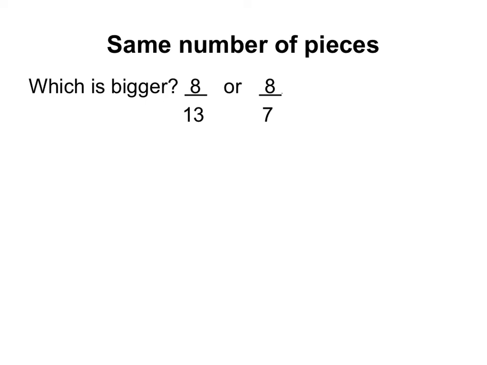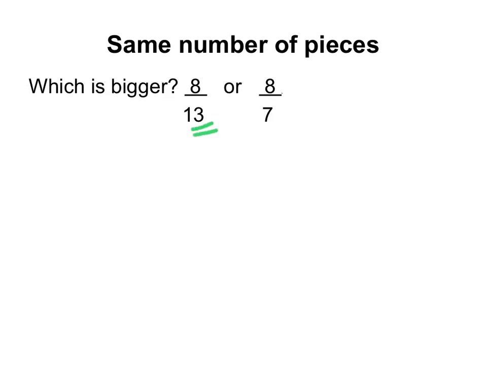Okay, third strategy. Same number of pieces. For example, which is bigger, 8/13 or 8/7? Same number of pieces. So the 8 and the 8 are the same. We have the same number of pieces. So what we need to figure out is which one has bigger pieces and which one has smaller pieces. Well, we talked about this before.